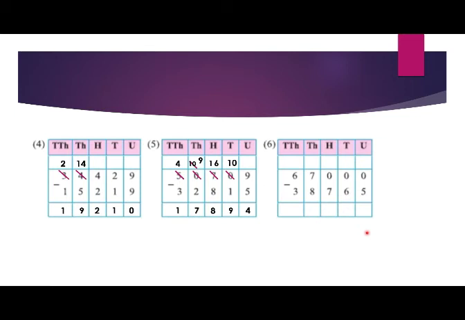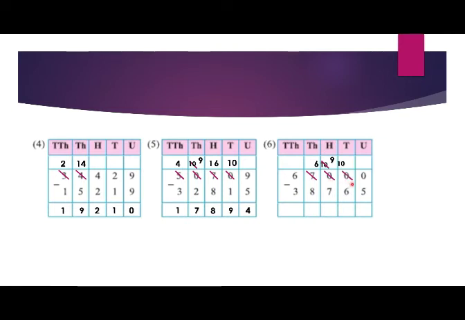Moving on to the 6th sum. Cannot subtract this 5 from 0. I'll cut down this 7. Why? Because there are 0 on the tens place as well as on the hundreds place. So I'll cut down the 7. I'll make it 6. I'll cut down this hundreds 0. I'll make it 10. I'll cut down this 10. It will become 9. I'll pass it on to tens.